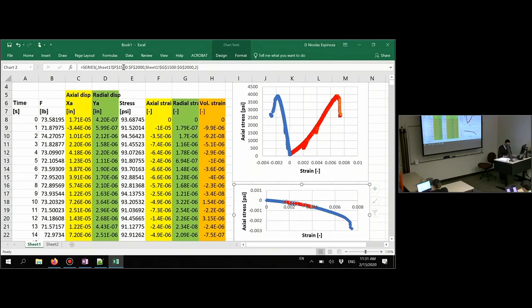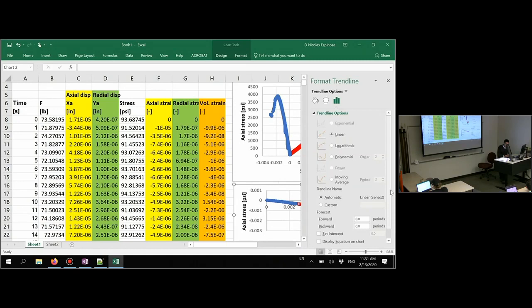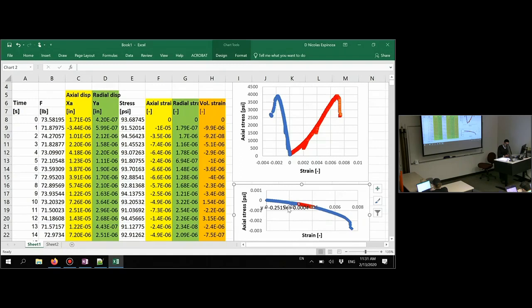And that's a little bit better. It looks like I'm still grabbing a little bit of the first unloading path. So let me go 200 more. And that appears to be too much. Let's do 600. Okay, that looks good enough to me. And I'm going to throw a trend line. Display equation on chart. And that's pretty close to what we calculated just by eyeballing.